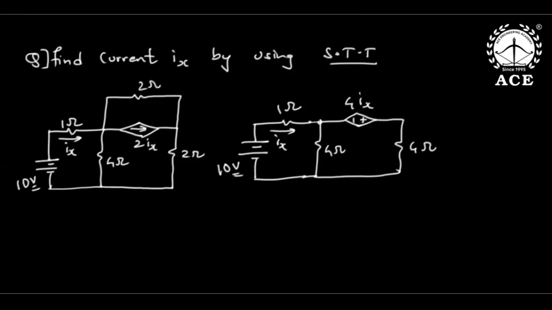Okay, this I lumped. So now again I will do source transformation. See, the target branch I will never disturb. That is for sure. This is something like 10 volts and 1 ohm, and this is my current Ix.